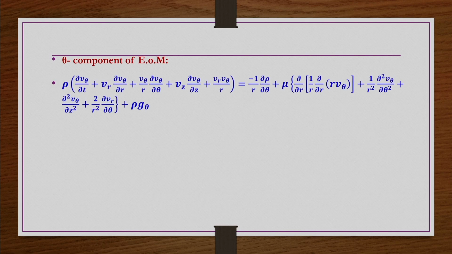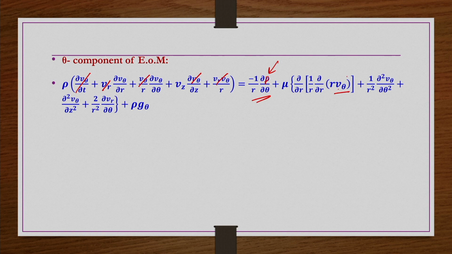Then the theta component of the equation of motion is given here. Steady state, so this term is 0, Vr is not there, V theta is not there, Vz is there, but Vr and V theta both are not there. So, on the left hand side all terms are cancelled out. The pressure term, dou p by dou theta, we do not know in general. So, we just keep it as it is.